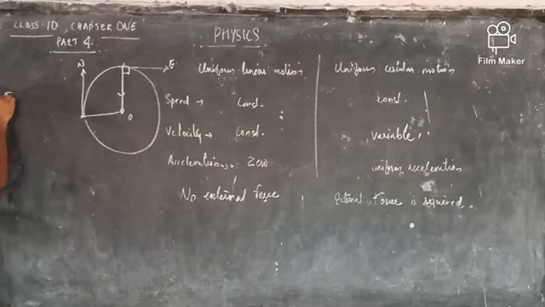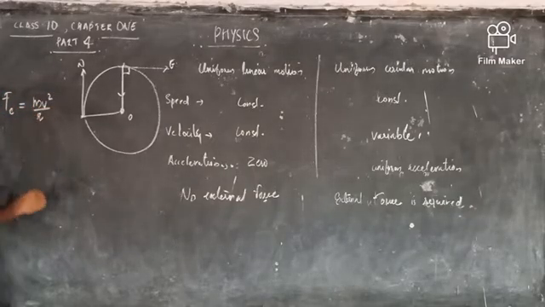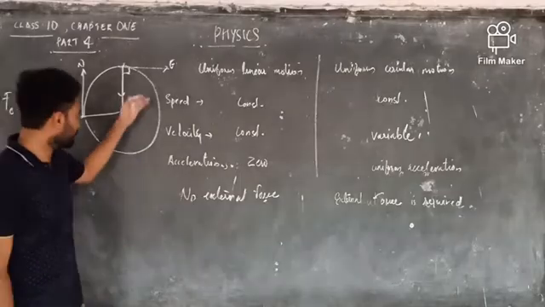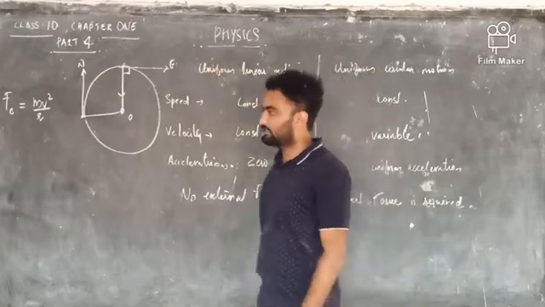It can be represented by the letter Fc, which is equal to mv square by r, where m is the mass, v is the velocity, and r is the radius of the circular path. So this is the centripetal force, which is acting towards the center.